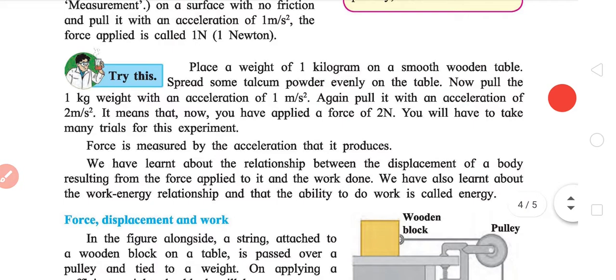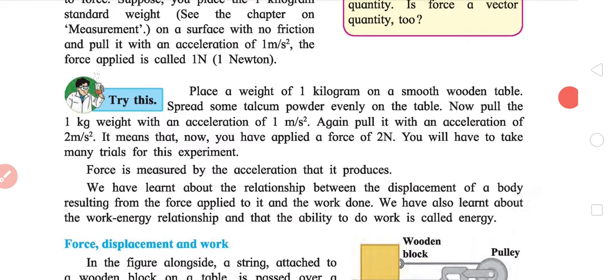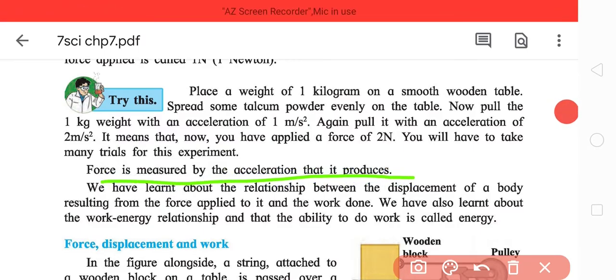Now try this. Basically, take a smooth wooden table and keep a weight of 1 kg, spread some talcum powder and pull with some acceleration, and then double the acceleration. It means the force is double. Basically, the result of this experiment is that force is measured by the acceleration it produces, because generally the mass of a body is known to us. So we have learned about the relation between displacement, force and work done.